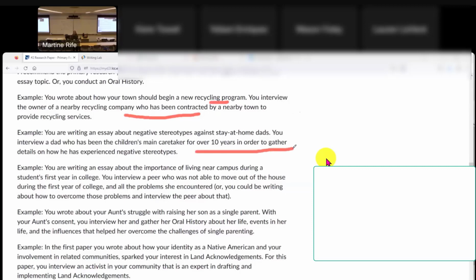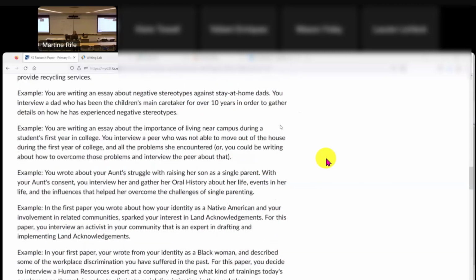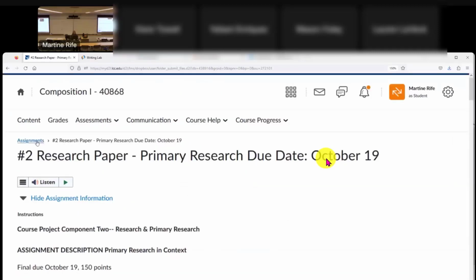Your topic is negative stereotypes about stay-at-home dads. You interview a dad who has been the children's main caretaker for over 10 years to get his perspective. Let's see, you're writing about the importance of living near campus during a student's first year of college. You interview someone who never was allowed to live on campus, who couldn't, and all the problems she encountered. How about you're writing about single parenting or parenting issues. You interview your aunt who's struggling to raise her son as a single parent, and so on. I have a lot of examples in there.